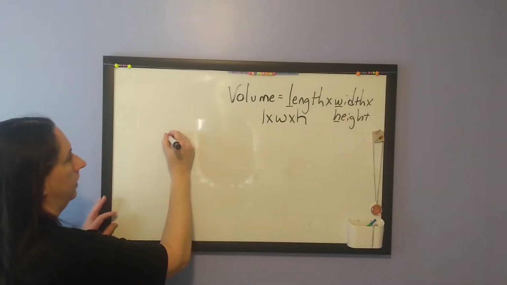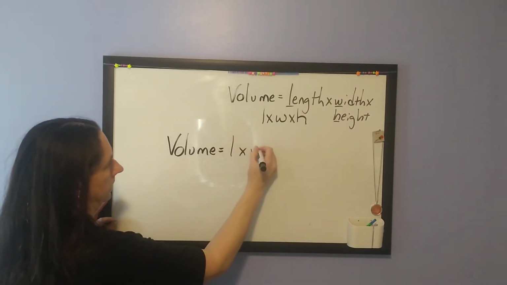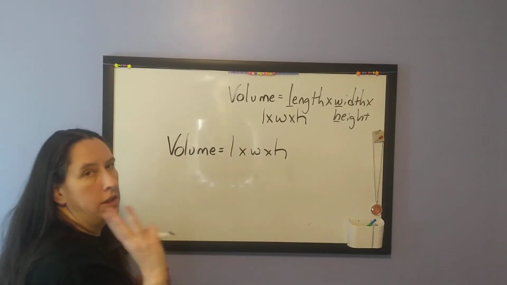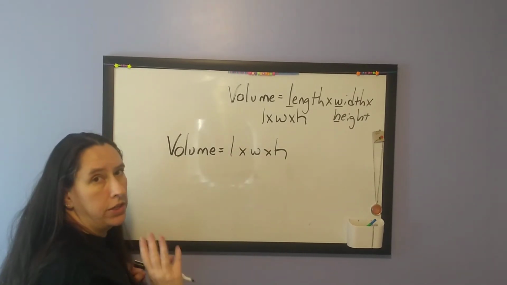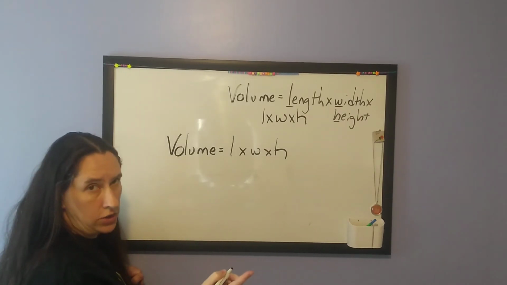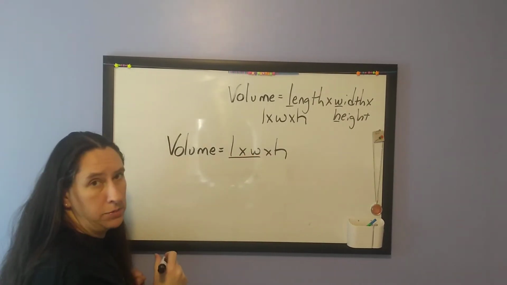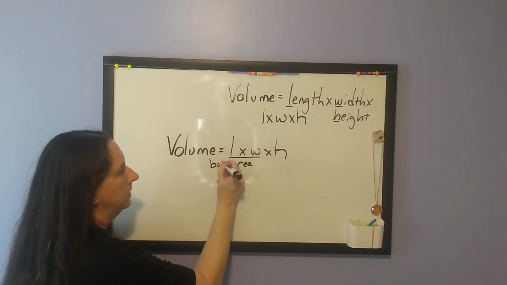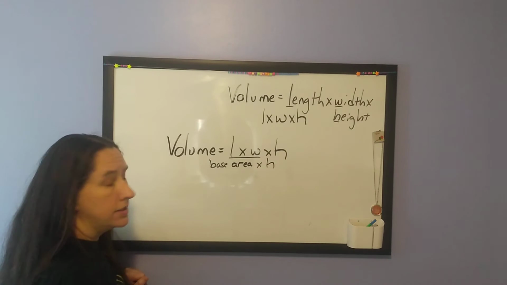Now, when we do volume and we have our length times width times height, just remember that we're dealing with 3-dimensional shapes. We have 3 dimensions. We have the length, the width, the height. When we have a 2-dimensional shape, you wouldn't have the volume of it. You would have length times width, which is the area. So some people will say that volume is base area times the height.